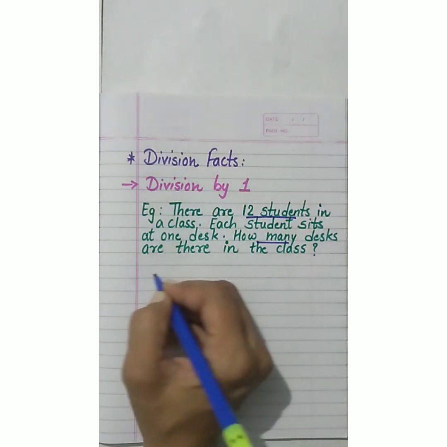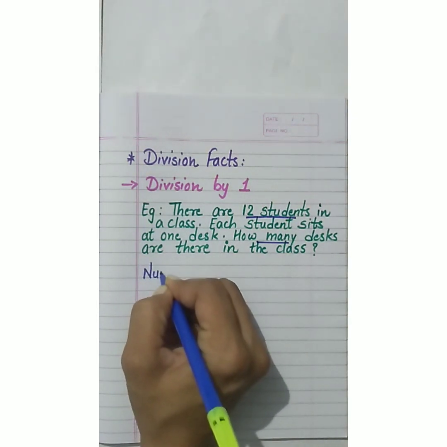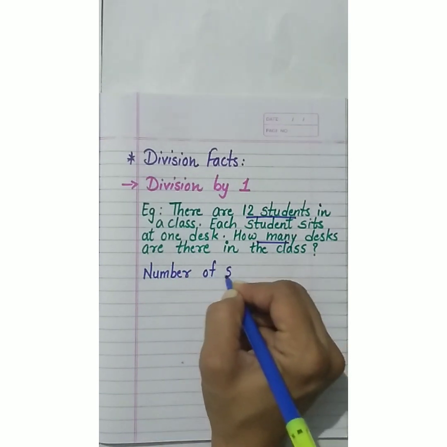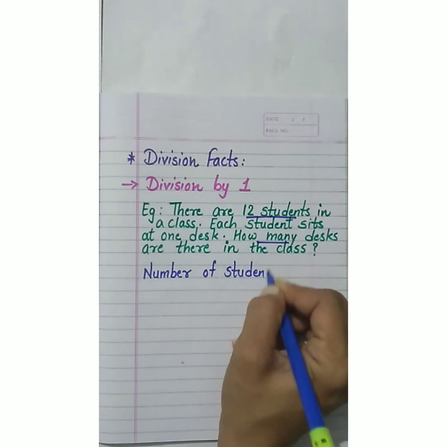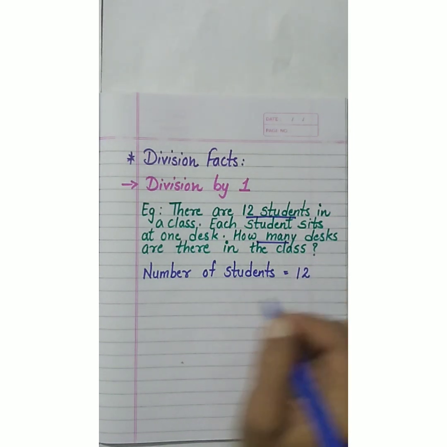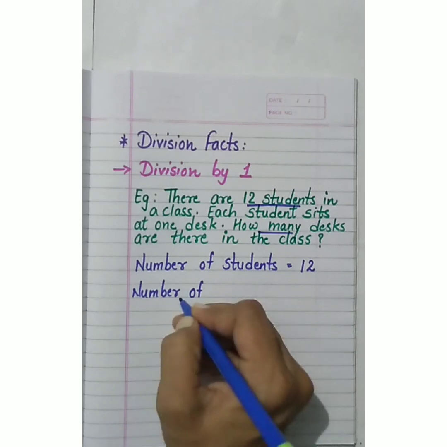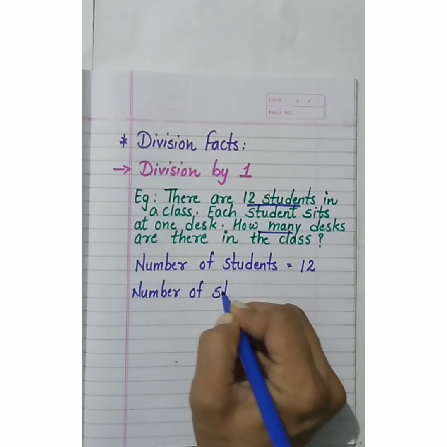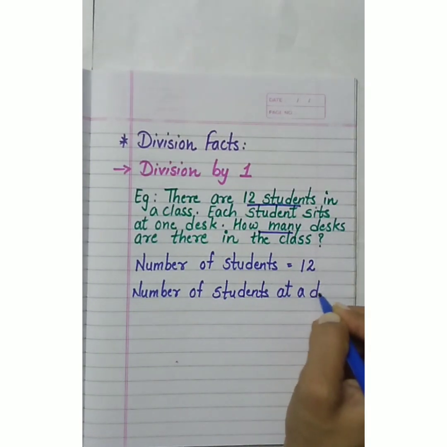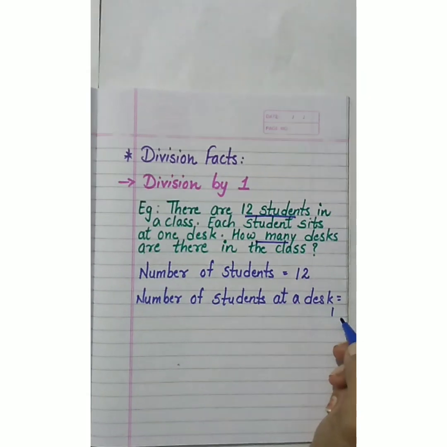So let's write. The first statement is number of students. How many students are there in class? 12. Then number of students at a desk. How many students are there at a desk? One student. Now, what is it that we need to find out?